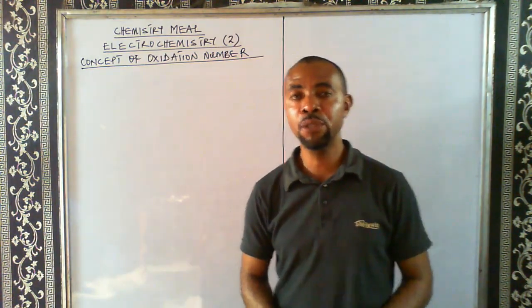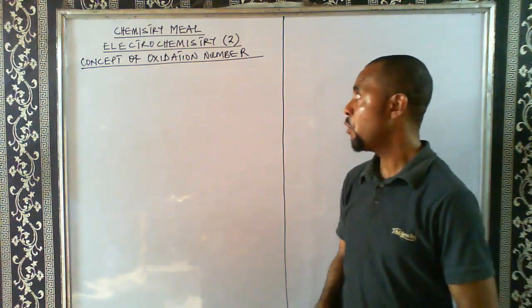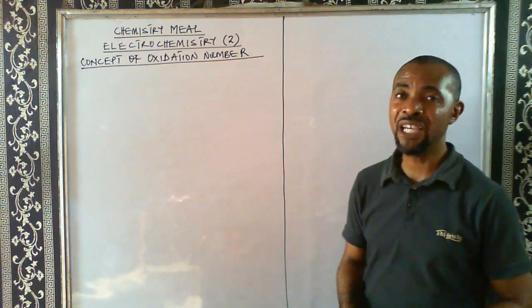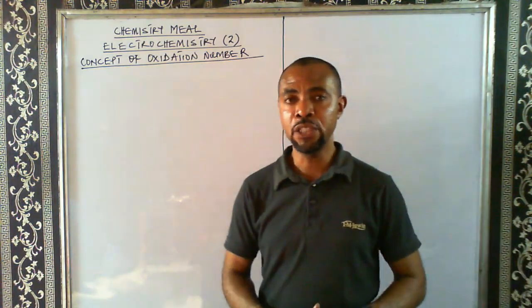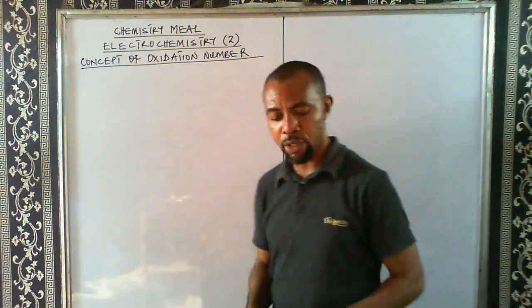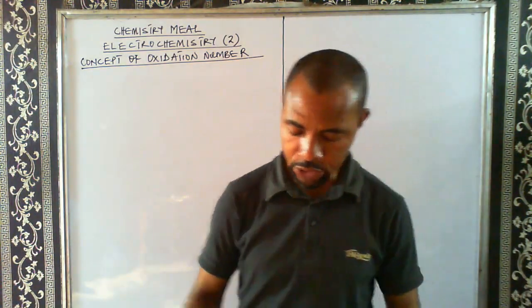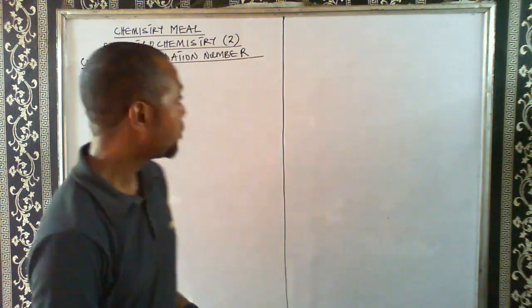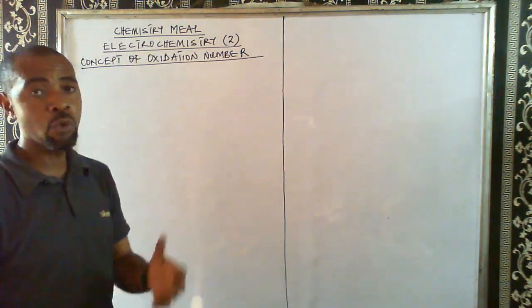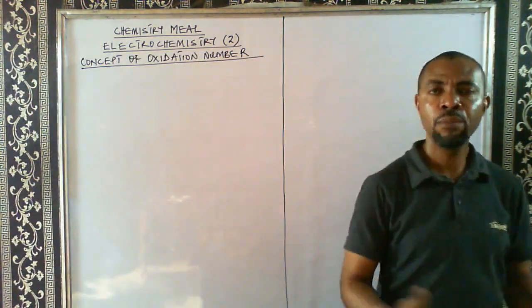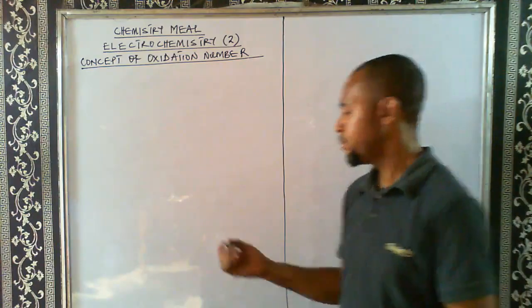Now today on Chemistry Meal, we are going to look at part 2 of electrochemistry. And in this part 2, our business is on the concept of oxidation number. Let's begin this wonderful journey on oxidation number. Let's do it together. All right, so let's begin. So first, we must know what we mean by oxidation number.